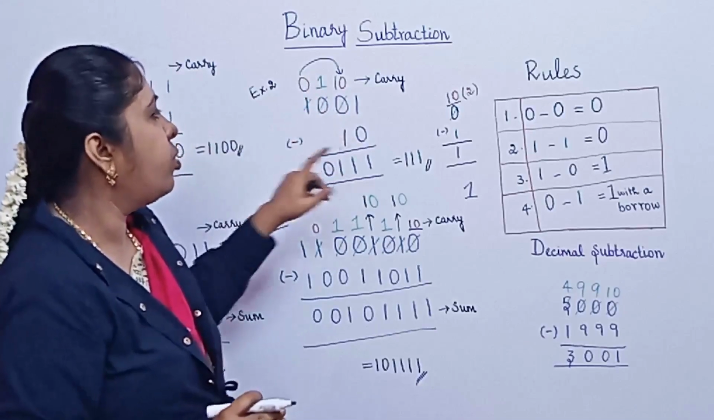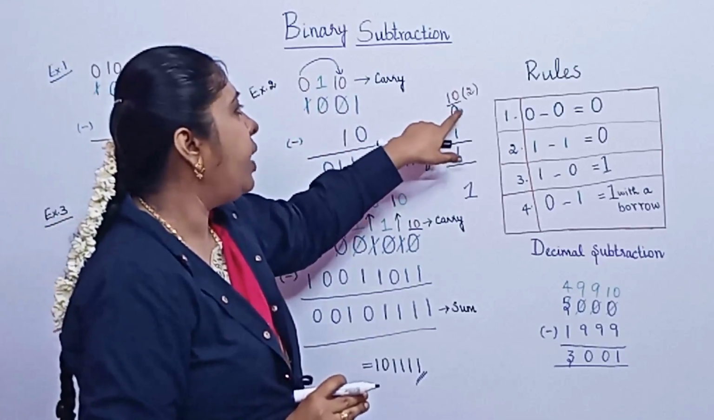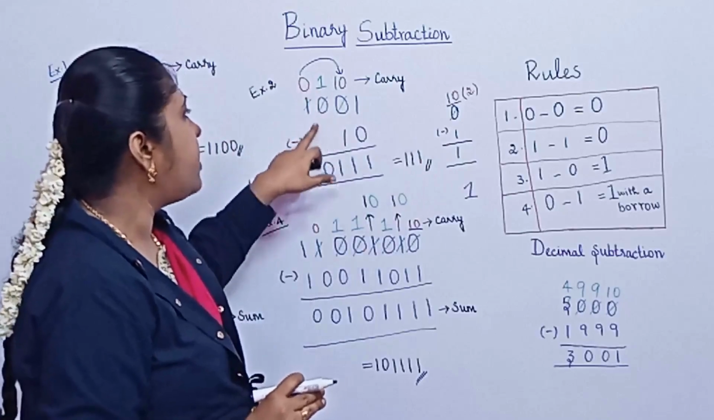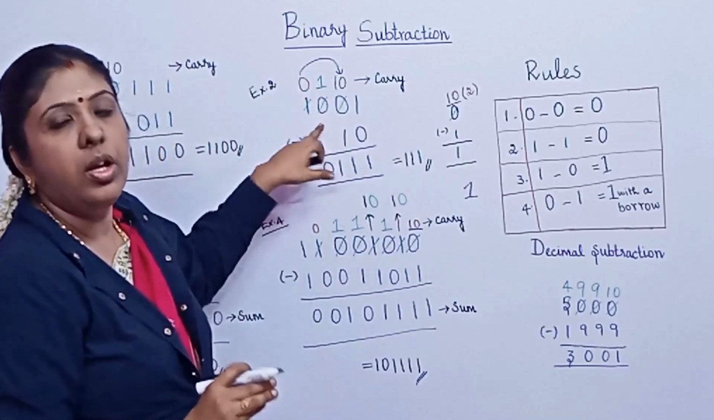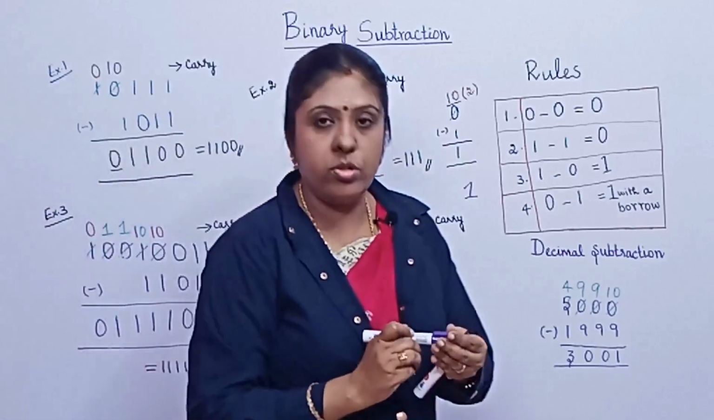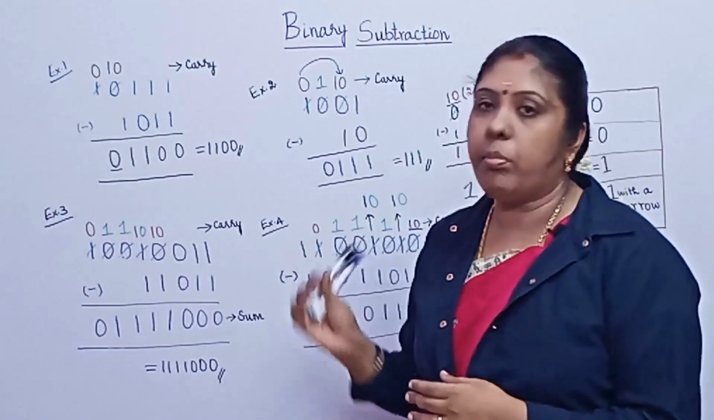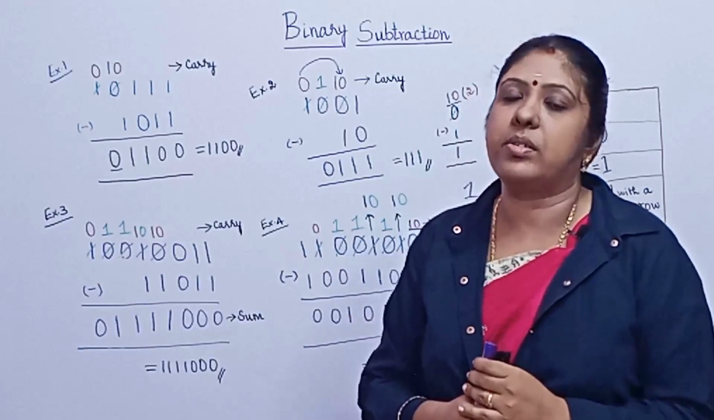This is the main two rules. That is, when we are borrowing, 10 minus 1 is 1, that is 2 minus 1, 1. And again the passing 0 becomes 1. Remember these two basic rules so that we can solve any type or any number of binary subtraction.